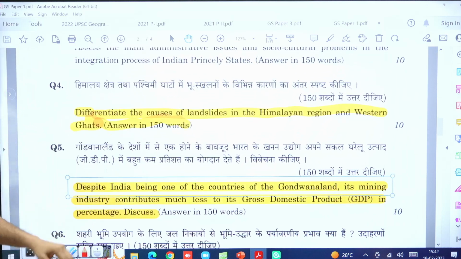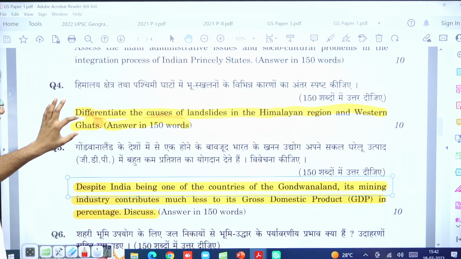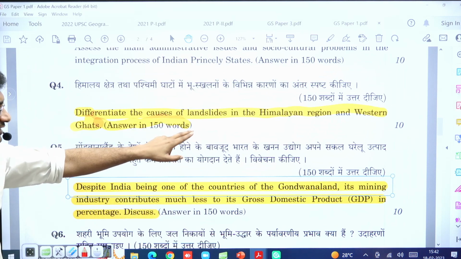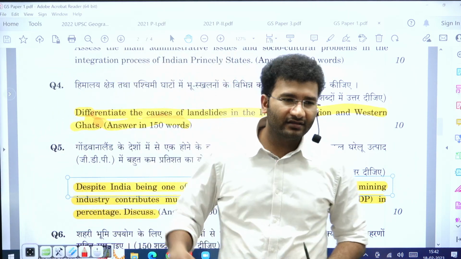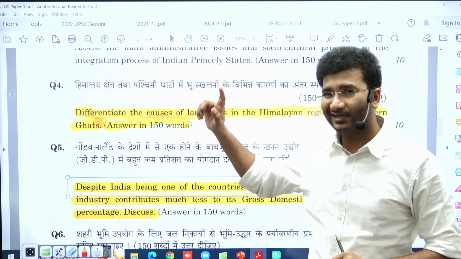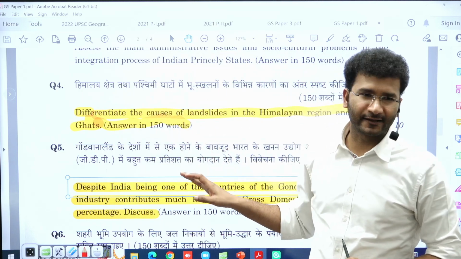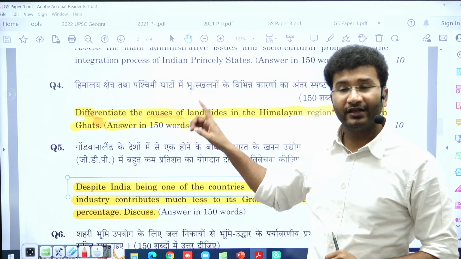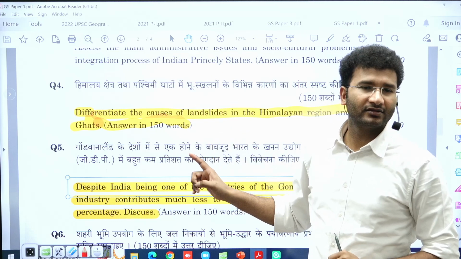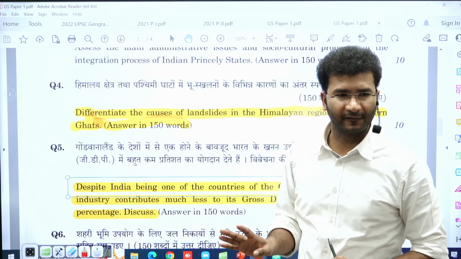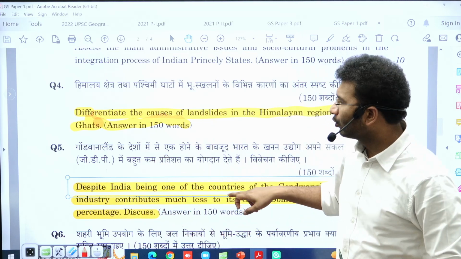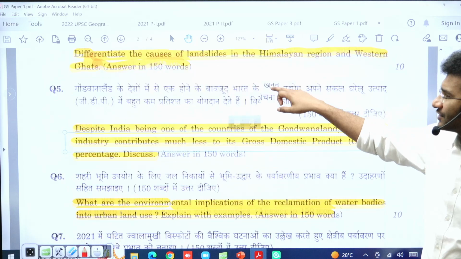Read this question. This is General Studies paper 1. Differentiate the cause of landslides in the Himalayan region and the Western Ghats. So these kinds of questions, for people who study geography optional, are very easy. That's why even paper 1 scoring will be very easy for you if you have geography as an optional, right? Now look into the number of questions and the type of questions here.